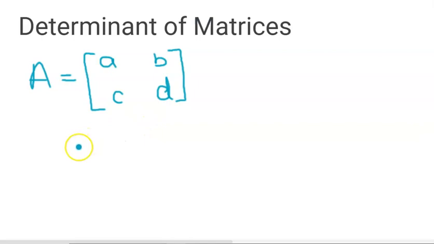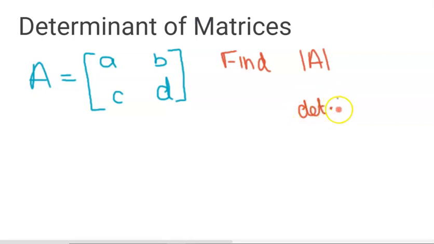Now, to find the determinant, the question says find the determinant of A, and it's written either with two straight lines around A, or like this, det A. So either it can be like that or det A. They both are the same. They're asking about the same thing.